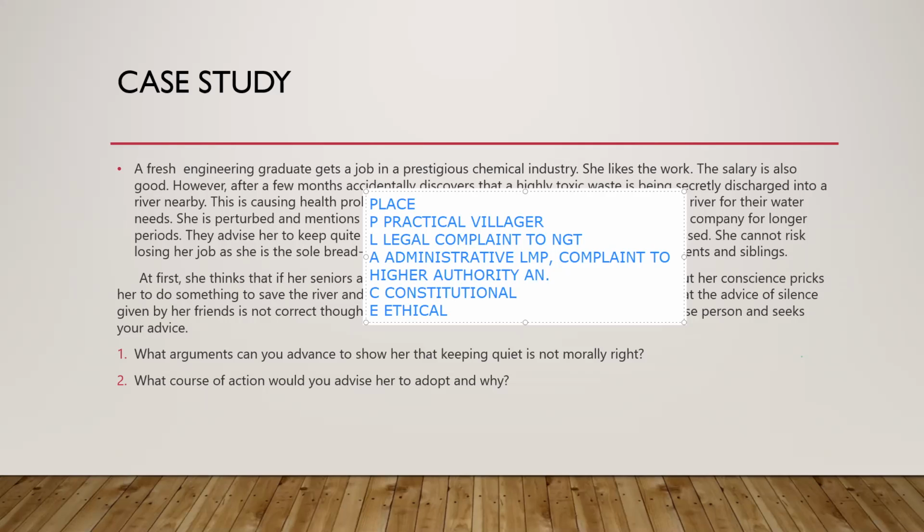Sir, apart from justifying that going to NGT will give me moral peace, can we also write that if we follow any other process, it will lead to delay, and within that time, the environmental degradation will continue? So to minimize the environmental degradation, it's better to go to NGT first.